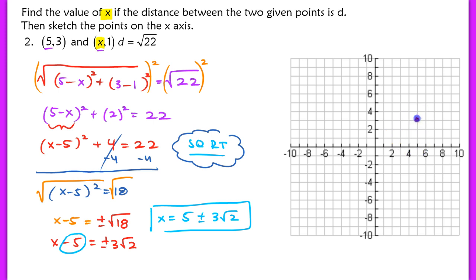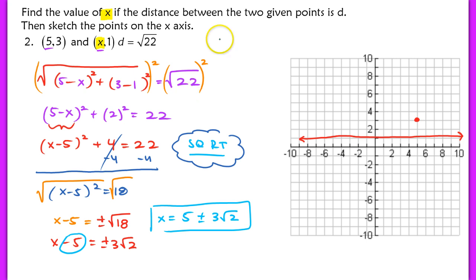So it's about right here. And then I have another point where I don't know the x value, but I do know that the y value is 1. Okay, so if I come here and I look at all the y values that are equal to 1, that's, whoops, it's anything on this line here.